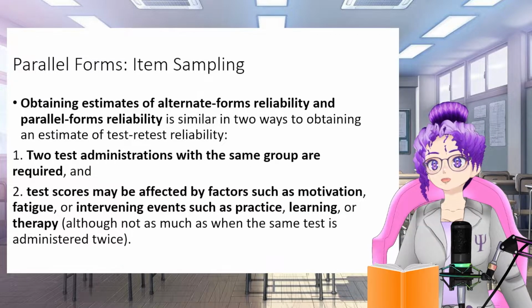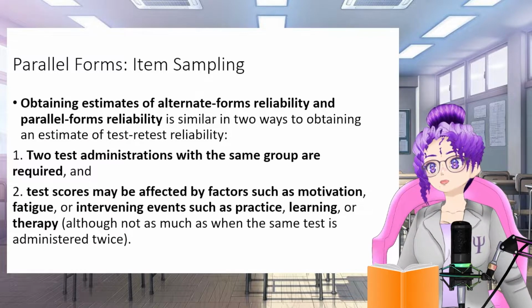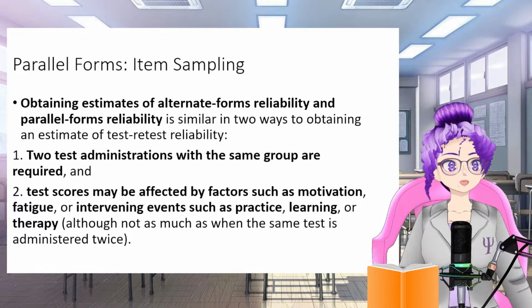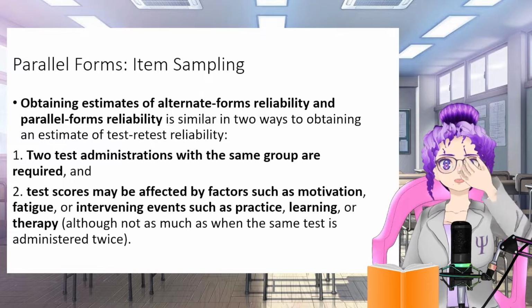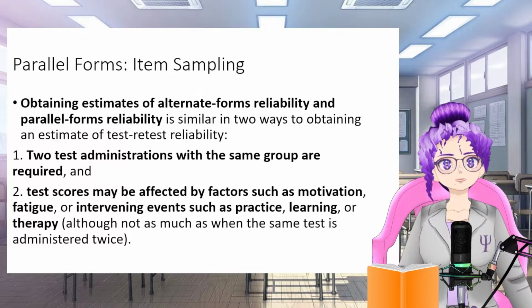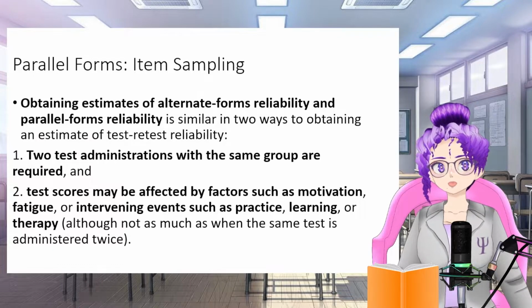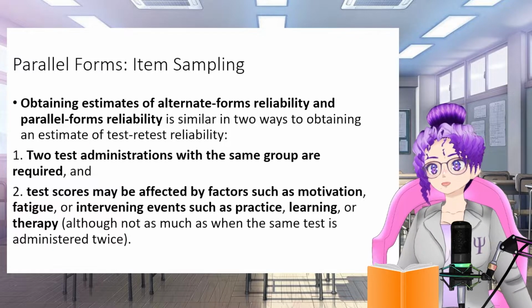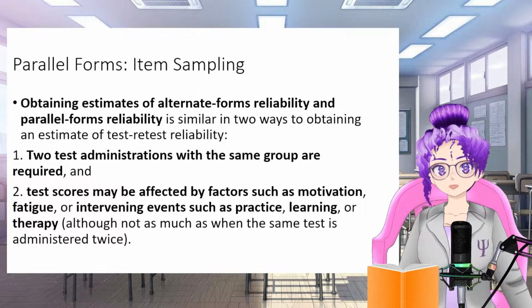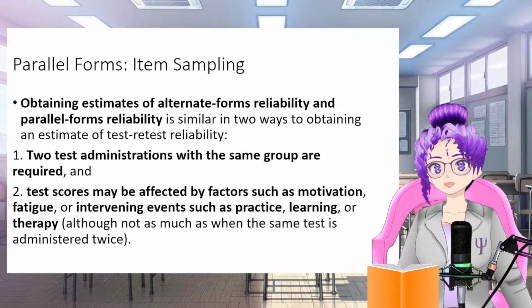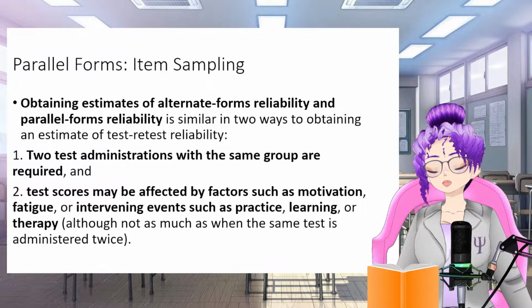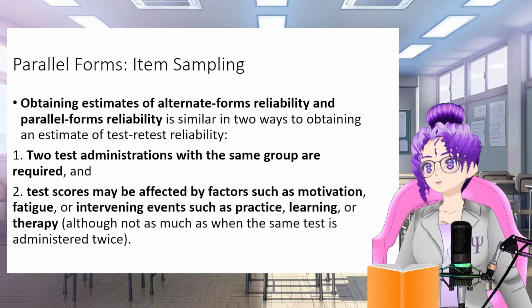So, obtaining estimates of alternate forms reliability and parallel forms reliability is similar in two ways to obtaining an estimate of test-retest reliability. Here, two administrations with the same group are required, and the test scores may be affected by factors such as motivation, fatigue, or intervening events such as practice, learning, or therapy, although it is not as much as when the same test is administered twice.